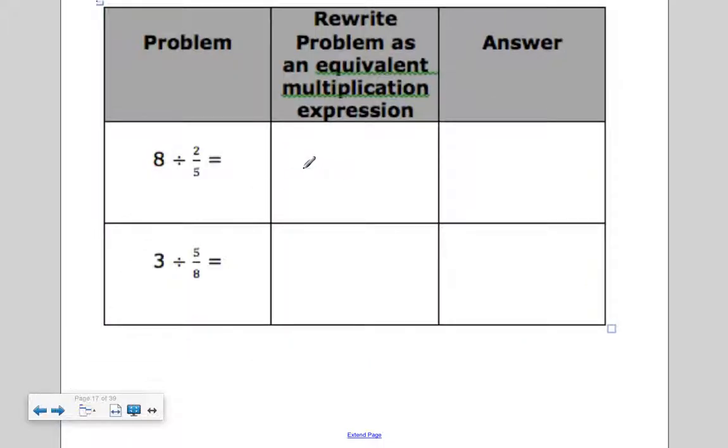So rewrite each one as multiplication. 8 times the reciprocal of 2/5, which is 5 halves. Rewrite this in fraction form. So it's 40 over 2, or 20. How many groups of 2/5 go into 8? 20 groups. So this is how you divide a whole number by a fraction. You multiply by its reciprocal.